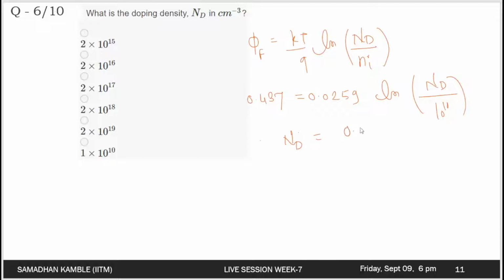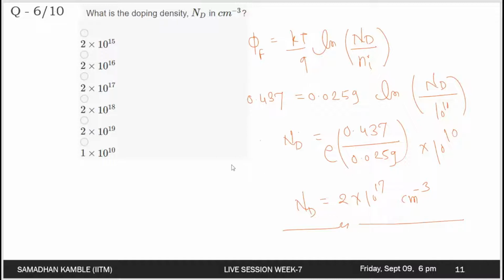Nd would be 2.126 times 10 to the power something. Okay, so I'll write it down simplified here: 0.437 divided by 0.0259, and we are taking the exponential on both sides to cancel out the ln here. So we need to do exponential of this particular value times 10 to the power 10. We'll get the value of Nd as, as Bhuvan has shared, 2 times 10 to the power 17 per centimeter cube. 2.126, yes. In the options you can see all these are approximated, so we can just use the approximated answer here, and we'll get the correct answer as 2 times 10 to the power 17 per centimeter cube.